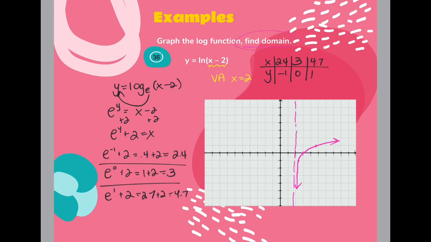This says find domain, so it shifted to the right 2, which means the domain would be 2 to positive infinity. Range all real numbers. We found the vertical asymptote. X-intercept would be 3, 0.